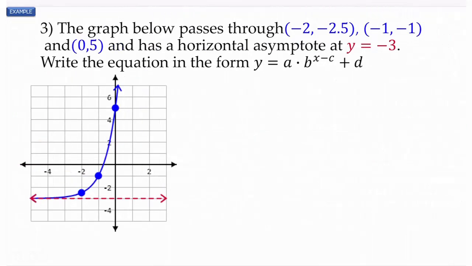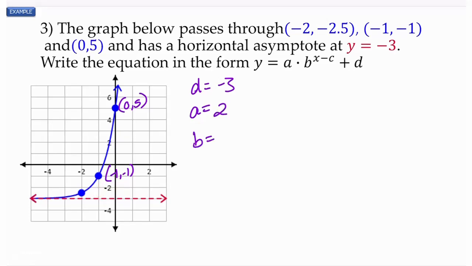So I'm going to show you 2 ways to do this one. First, using this reference point, and then I'll do it again using that reference point and that reference point. So if I use first (-1, -1) and (0, 5), well, we know that the d value, or the asymptote, is down there at -3, so the d value is -3. The a value, again, is from the first reference point down to the asymptote, so in this case, that's going to be 2 units, so a is 2.